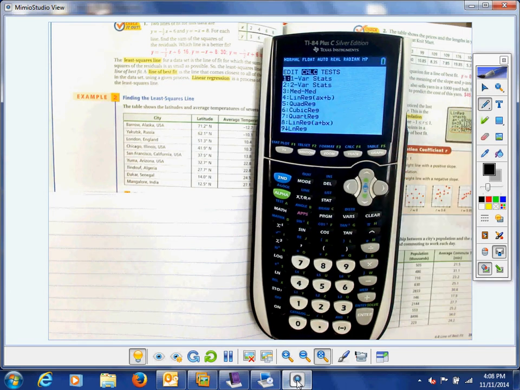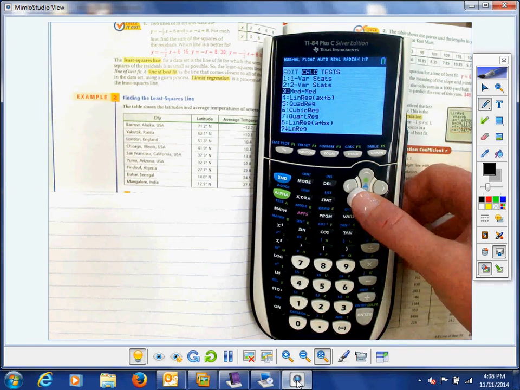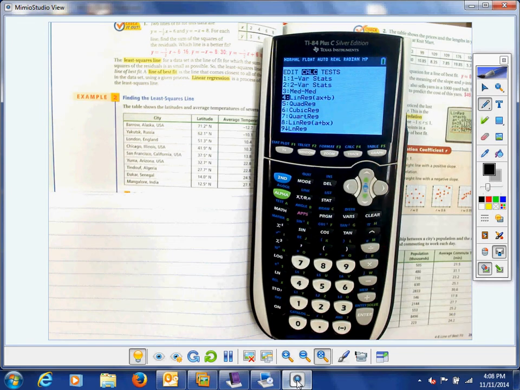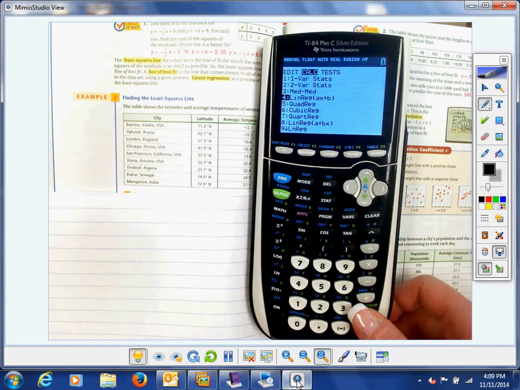Arrow over and highlight calc. We're ready for it to calculate for us. And then arrow down until you highlight number 4 on your calculator. Do you recognize the word that's there, lin reg? Do you remember what I told you that stood for? If you said linear regression, you're exactly correct. Good job. All right, so hit enter.